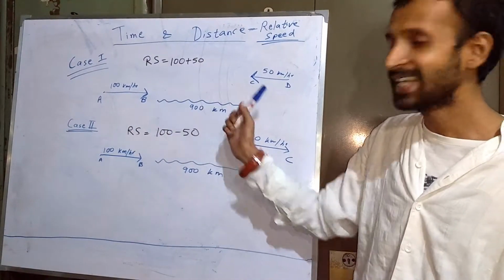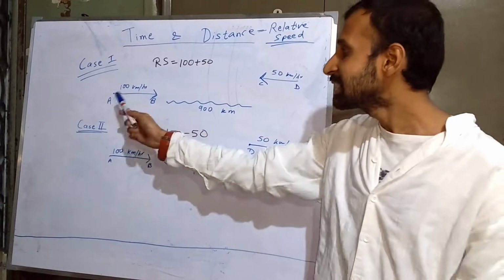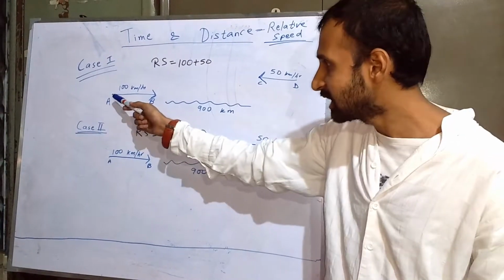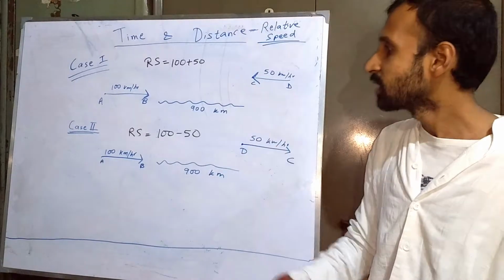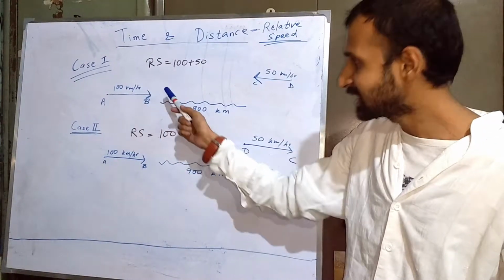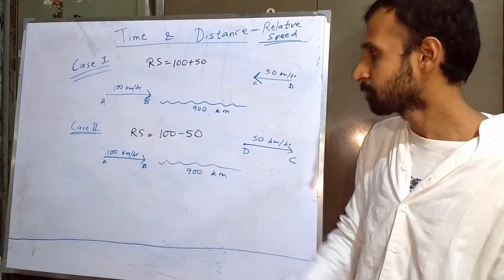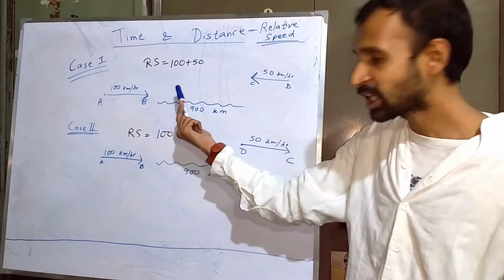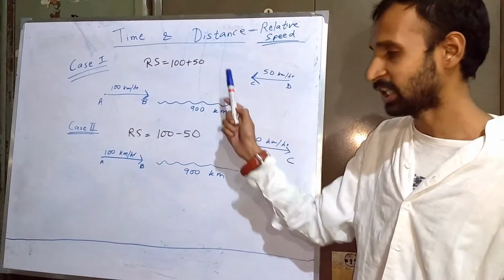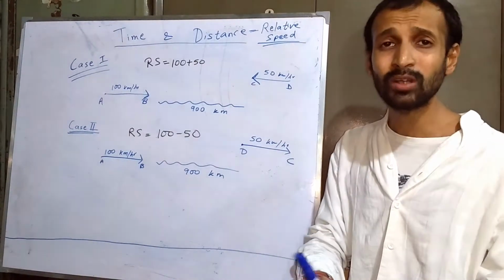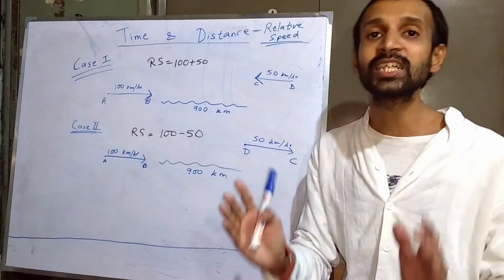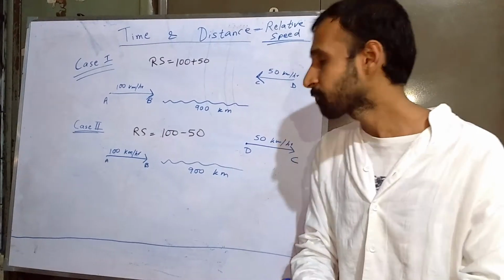The first case is, as you can see, these are two trains. Let's say that this is the first train AB and this is the second train CD. The arrow sign shows the direction towards which it is moving. So AB is moving in this direction and CD is moving in this direction. So basically, as it's given in the books, the trains are moving in opposite directions towards each other.